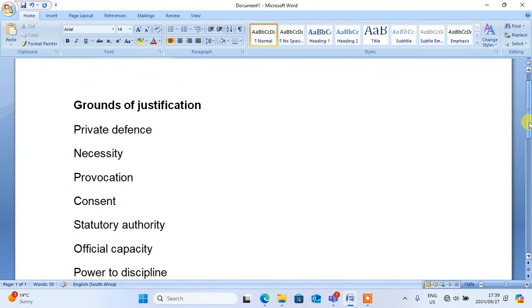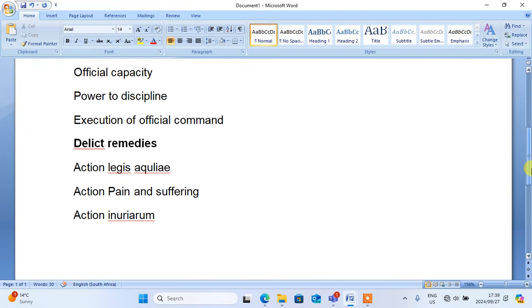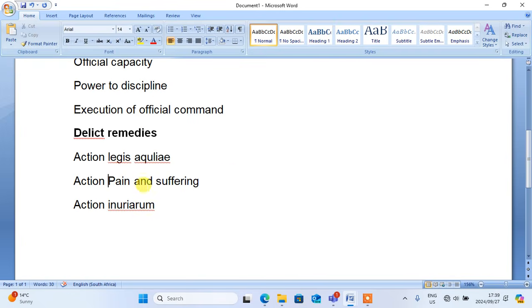We have grounds of justification, where I have stated them, and we have delict remedies. These two things are different. When you get into the exam, you must know the difference, right? Let's give an example.